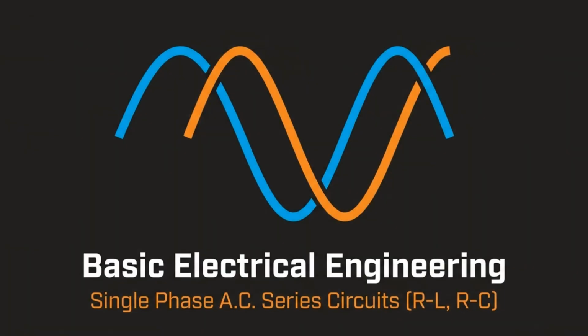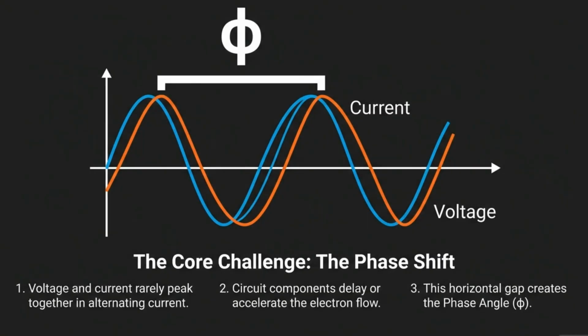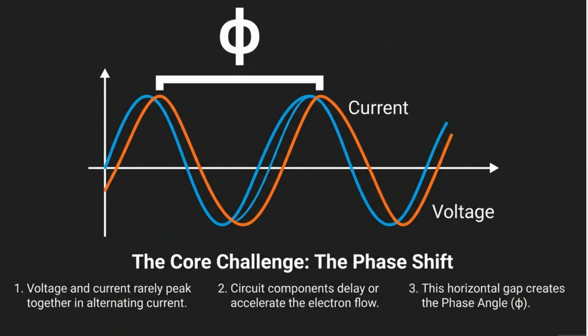Welcome to this video on basic electrical engineering, focusing on single-phase AC series circuits involving resistors, inductors, and capacitors. In alternating current, a core challenge is the phase shift. Voltage and current rarely peak at the same time, as components can delay or accelerate electron flow, creating a horizontal gap known as the phase angle.